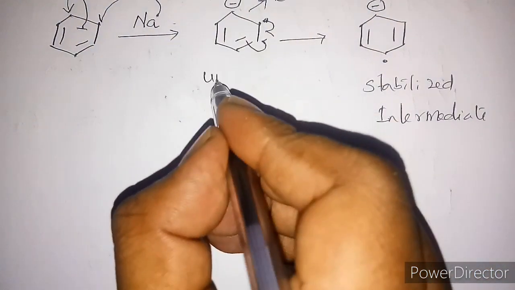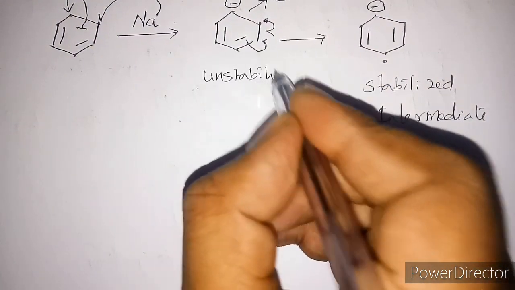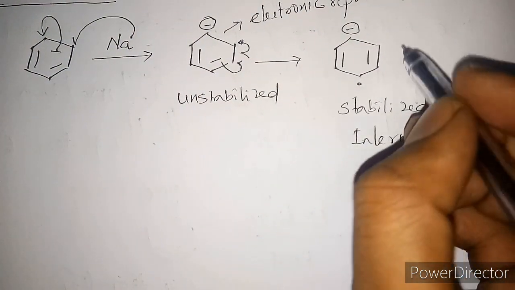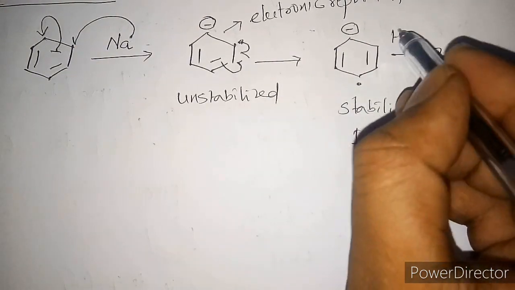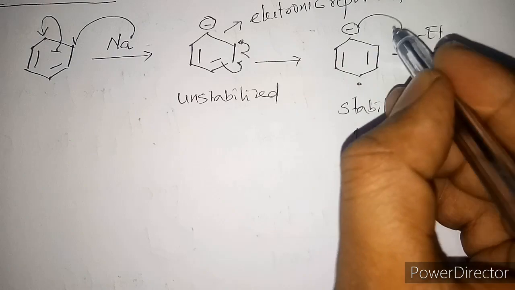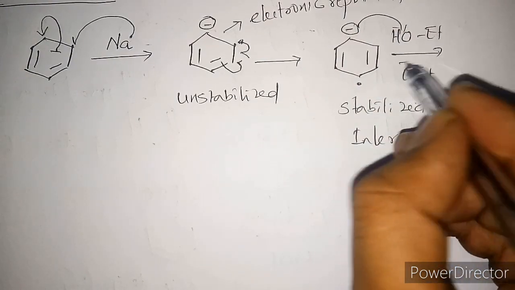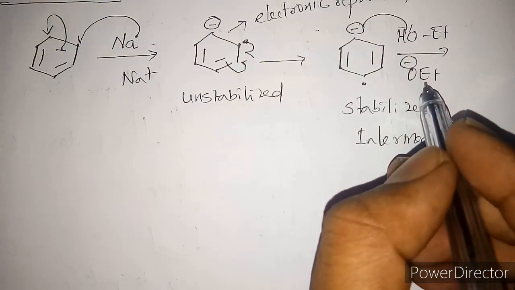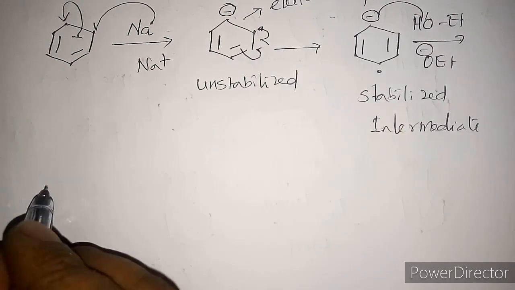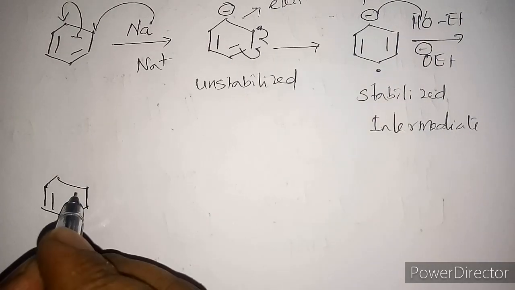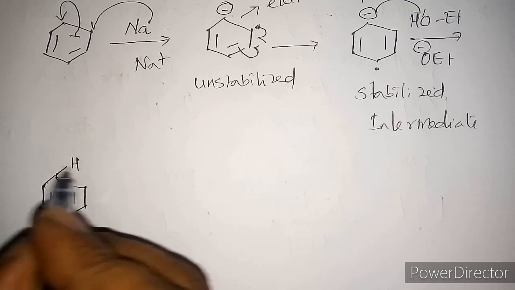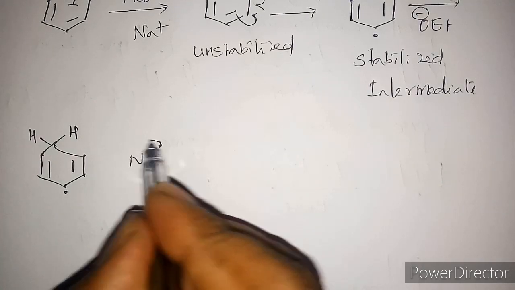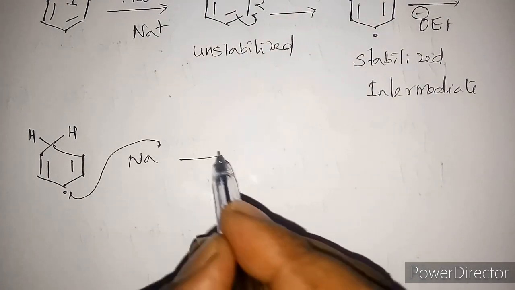So this is unstabilized. Why? Because of the inter-electronic repulsions. Now the negative charge will take up the proton from ethanol and it creates OEt minus. Here sodium plus combines with OEt, and you will get sodium ethoxide. So we will get H here. One H is already there. We have a radical. Now again sodium metal will contribute one electron.